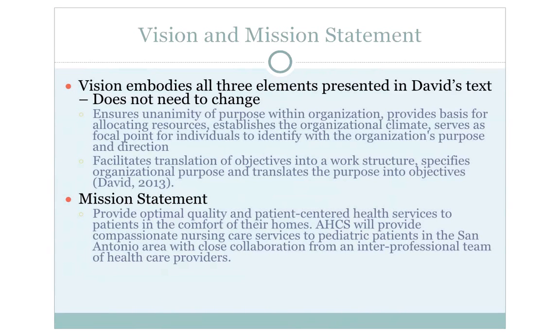The vision and mission statement currently, the vision embodies all 3 elements that are presented in the text, so it does not need to change. It ensures unanimity of purpose within an organization, provides basis for allocating resources, establishes the organizational climate, serves as focal point for individuals to identify with the organization's purpose and direction. It also facilitates translation of objectives into a work structure, specifies organizational purpose, and translate the purpose into objectives.